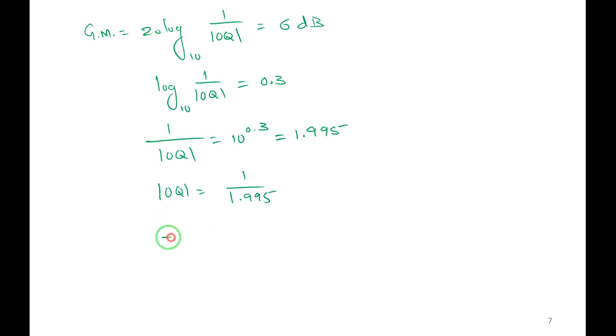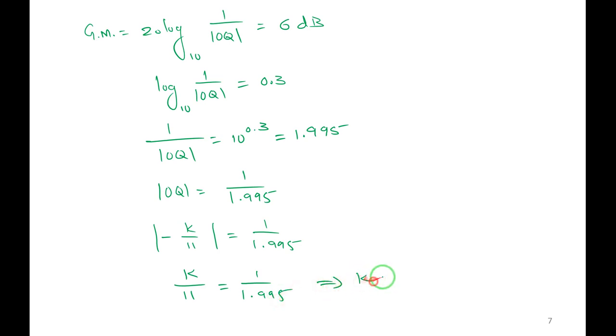Magnitude of minus K by 11, which is minus K by 11. So 1 divided by 1.995. Magnitude means it is a positive value. So K by 11 is equal to 1 divided by 1.995. Calculate the value of K. So K is equal to 11 divided by 1.995. I am getting the K value as 5.513.